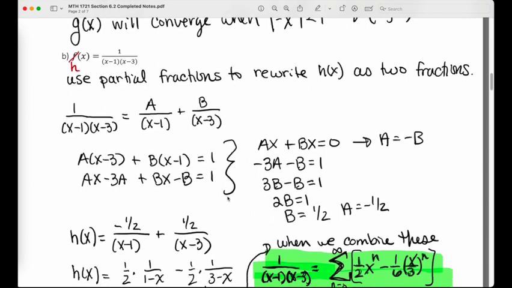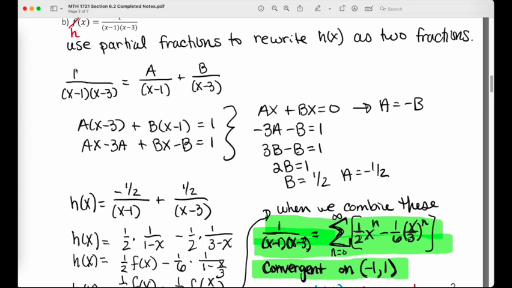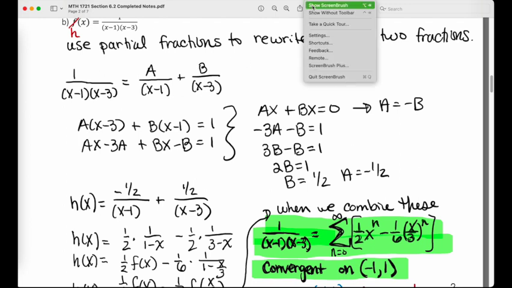Okay, now for this one, we have to do a little bit more work because it's written with 2 factors in the denominator. So we're going to use the trick of partial fractions to rewrite, I rename this function h, to rewrite h in a way that we can add or subtract 2 functions. All right, so I split it up and I did 1 over x minus 1 times x minus 3 is equal to, and I split it up into its 2 fractions. So I have A over x minus 1 and B over x minus 3.